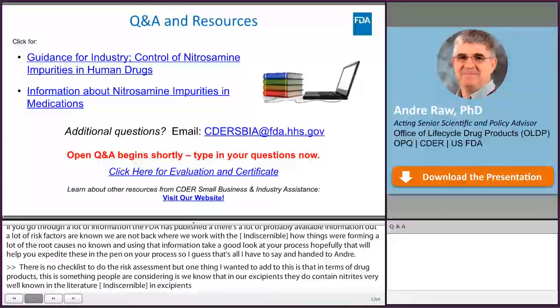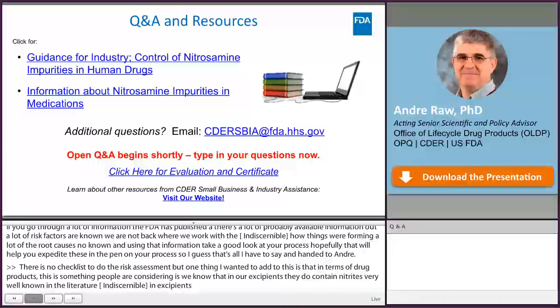Drug products have secondary amines, so there's potential for interaction with the nitrites in excipients, similar to what is seen in solution phase chemistry used to manufacture APIs. That is something that should definitely be considered in your risk assessment. But again, there's no checklist to do this. It's all based upon sound scientific principles, and I think a lot of those things were quite well discussed in the slides.